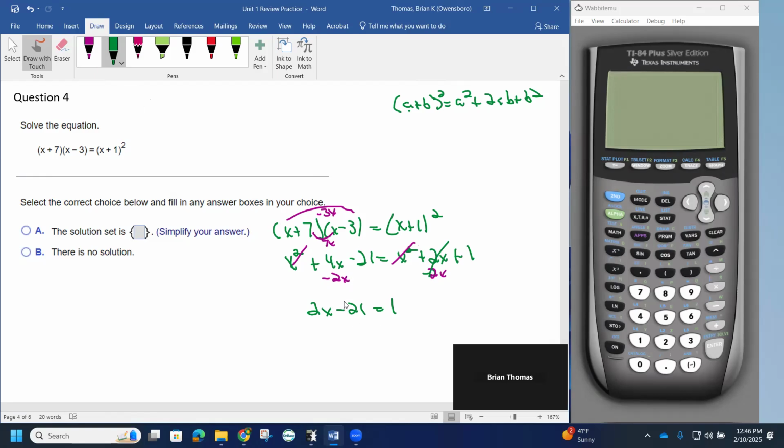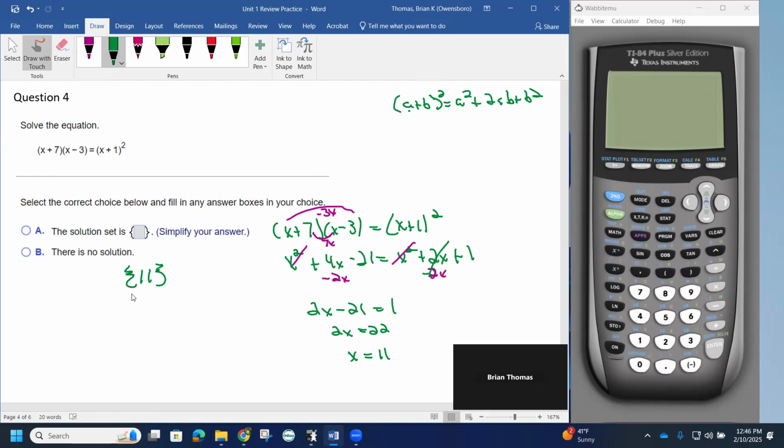Since it's a linear equation, we want to solve for x. So for 2x, we're going to add 21 to 1, which is going to give me 22. If I divide both sides by 2, we're going to end up with 11. So our solution set is simply going to be 11. So that would be in simplest form.